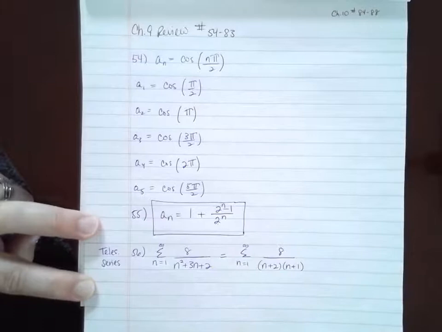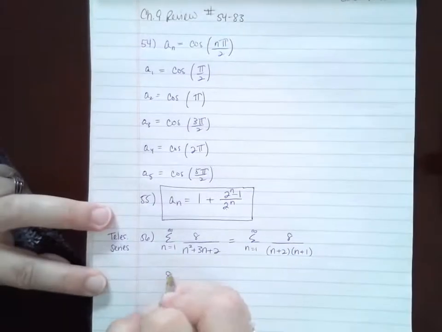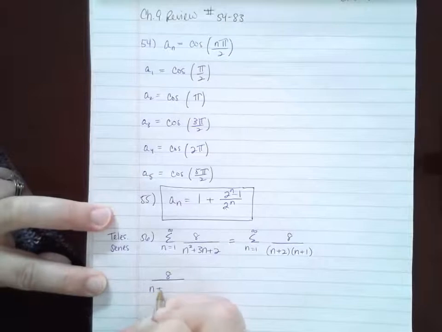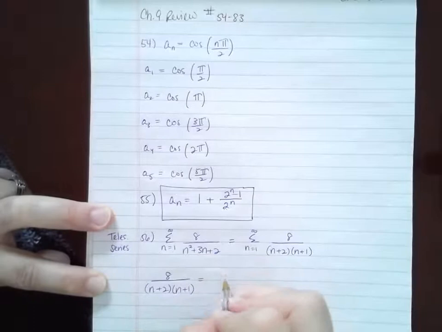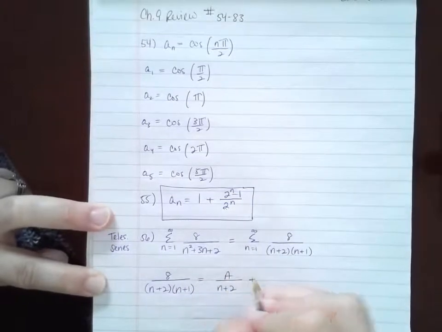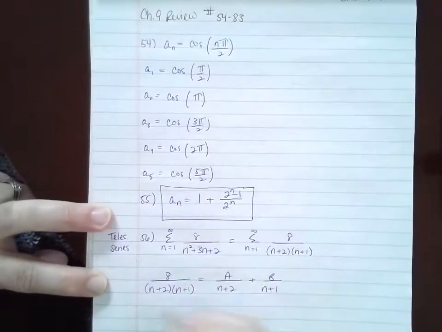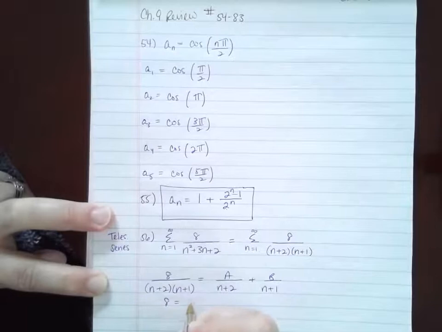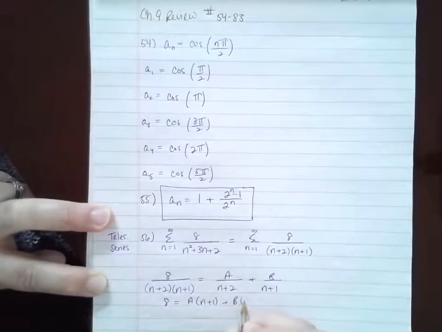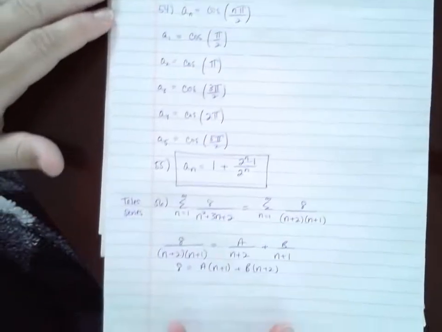And the way that we do a telescoping series is the same way we do partial fractions. We take the fraction 8 over n plus 2, n plus 1, and we turn it into 2 separate fractions with constant numerators that are 1 degree less than the denominator. 8 should be equivalent to a times n plus 1 and b times n plus 2. It's what each of those fractions is missing for that common denominator.